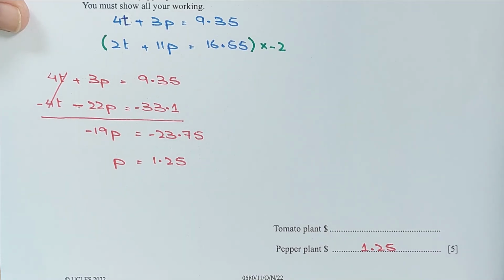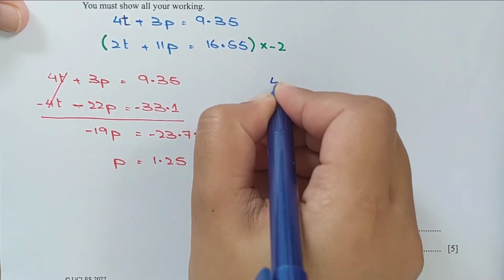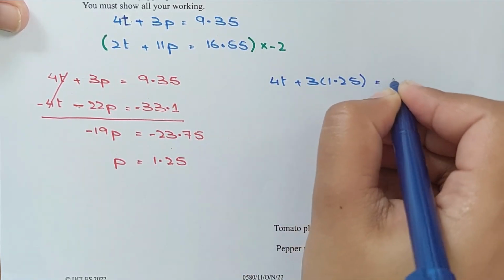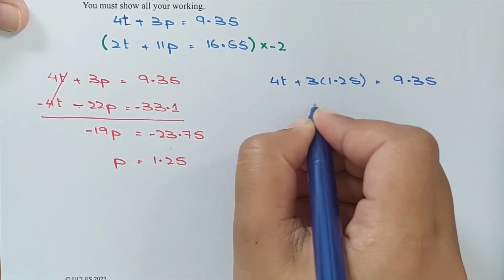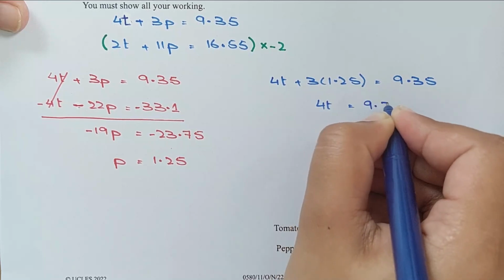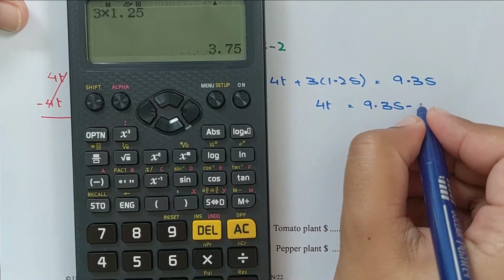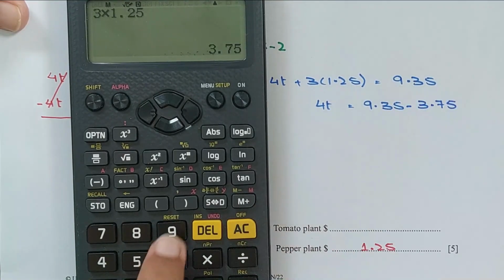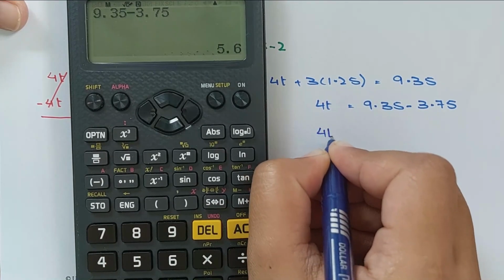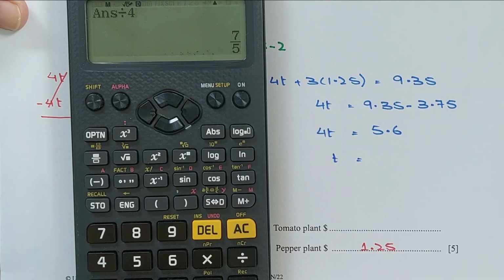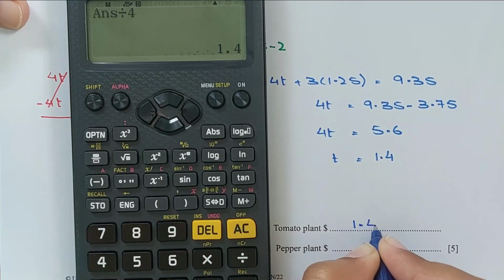Now let me calculate the price of the tomato plant. So we have 4t plus 3 times 1.25, put into the first equation, equals 9.35. So 4t is 9.35 subtract 3 times 1.25, which is 3.75. 9.35 minus 3.75, 4t is 5.6, and t equals 5.6 divided by 4, which is 1.4. So the price of one tomato plant is $1.40.